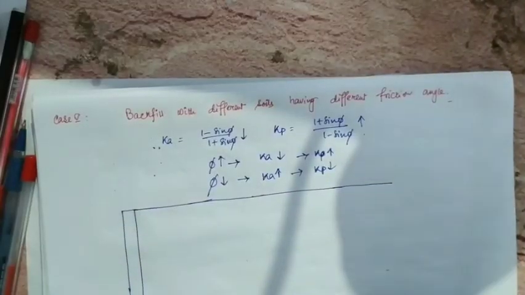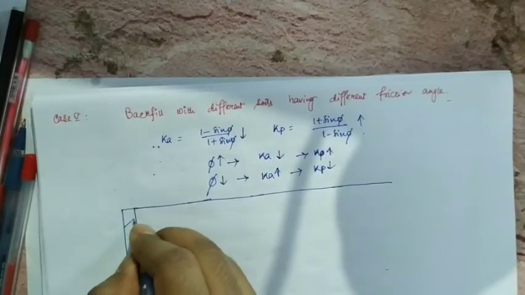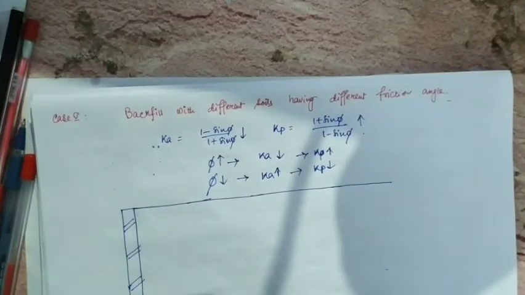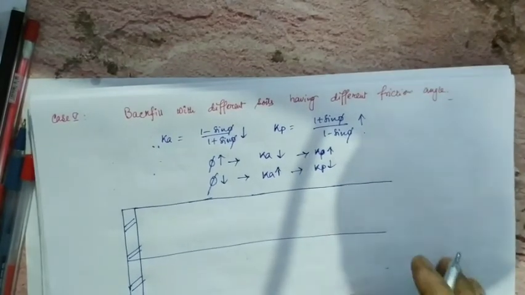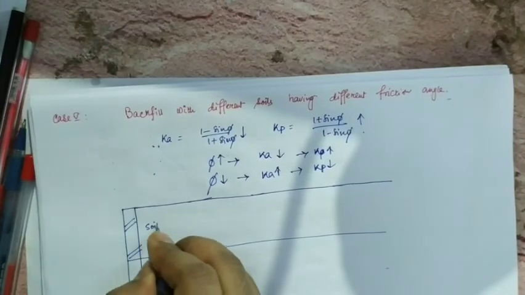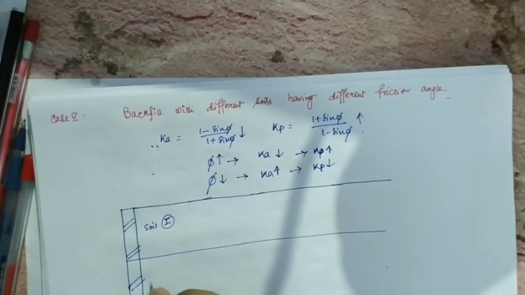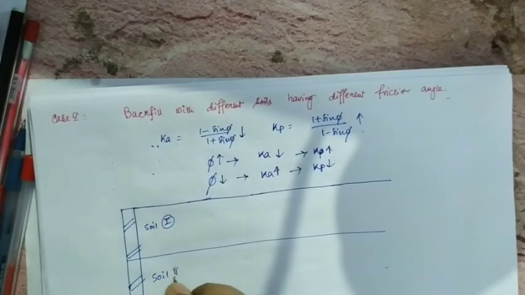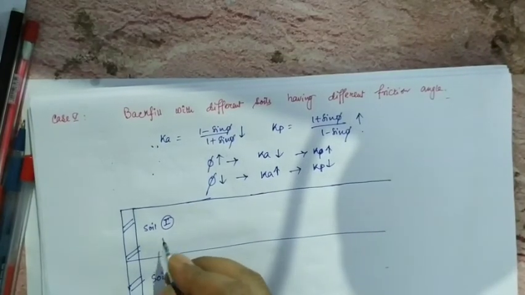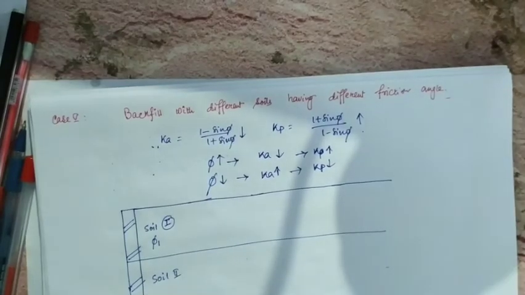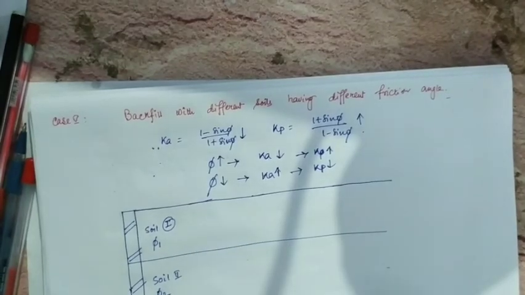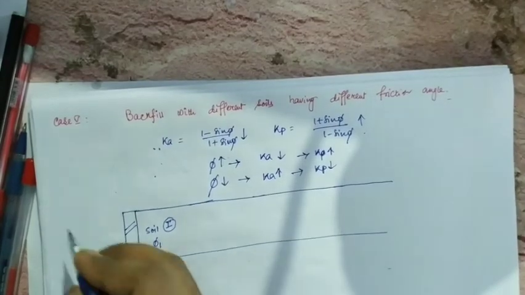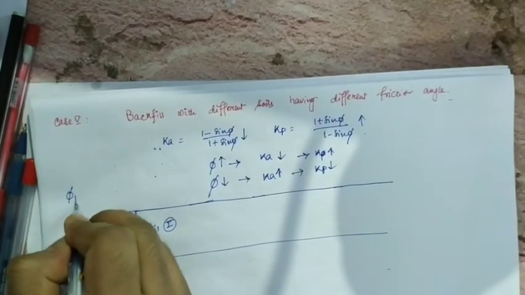So now look, it is a retaining wall, and this is soil 1 and this is soil 2. For soil 1, the angle of internal friction suppose phi 1, and for soil 2, the angle of internal friction suppose phi 2. Okay, for the first condition, I am assuming phi 1 is greater than phi 2.